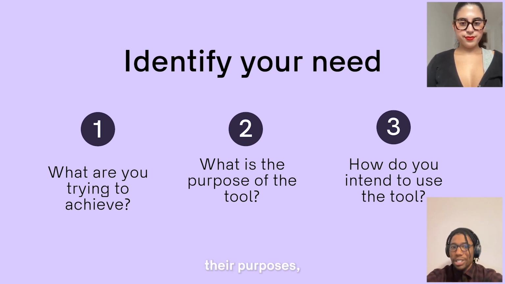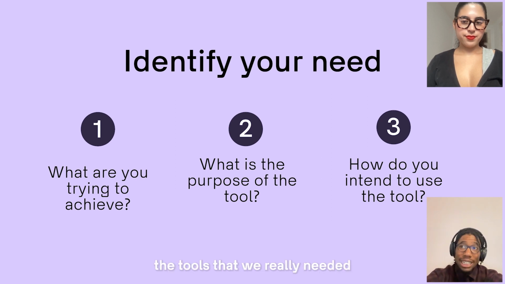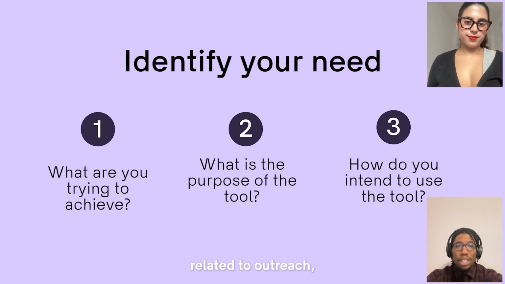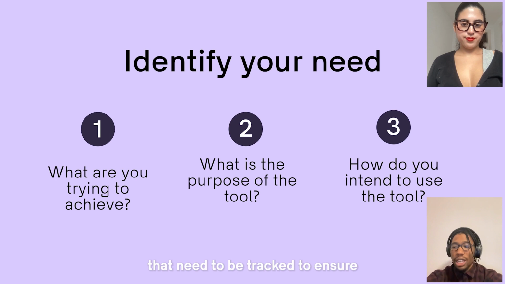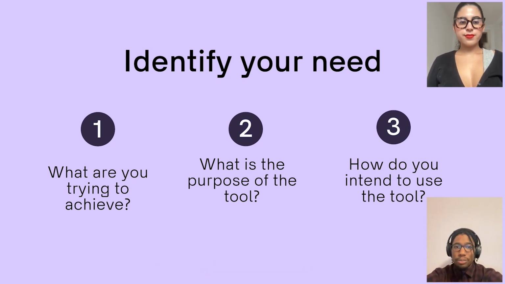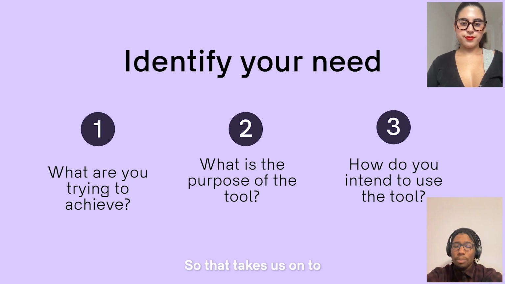Everybody talks about sales tools, their purposes, what they can help you achieve, the automation, things like that. But you need to break it down. You need to first of all understand what it is you're trying to achieve. Tools can be utilized for everything. In this instance, the tools that we really needed were tools related to outreach, how we can create better sequences, how we can ensure that we're tracking all the metrics that need to be tracked to ensure that as salespeople, we're able to monitor our progress, see what's working well, what isn't closing well, and then of course be able to grow from it. So we needed to sit down, understand how we can go about generating more leads, for example. So that takes us on to the purpose of the tool.